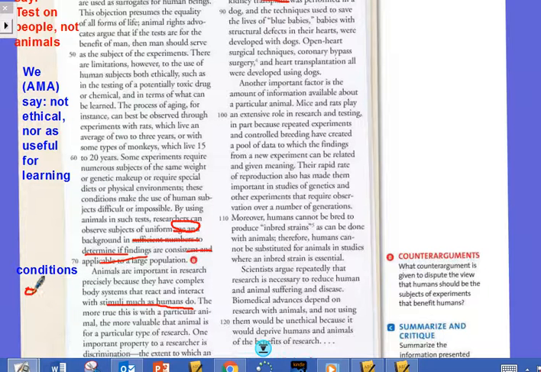Okay, so organ size. The first successful kidney transplant was performed in a dog. And the techniques used to save the lives of blue babies, babies with structural defects in their hearts, was developed with dogs. Open heart surgery techniques, coronary bypass surgery, and heart transplantation all were developed using dogs.